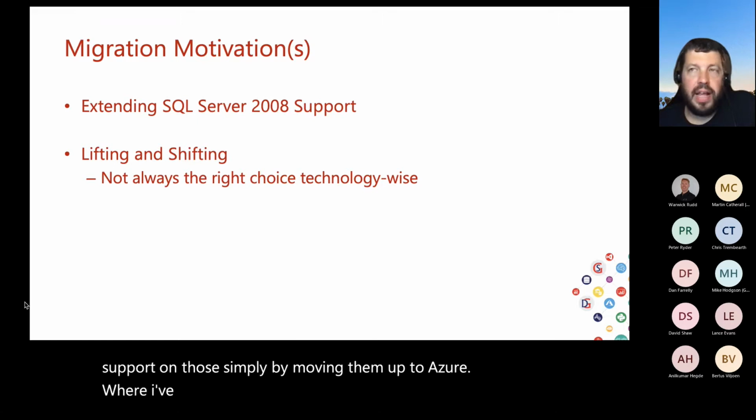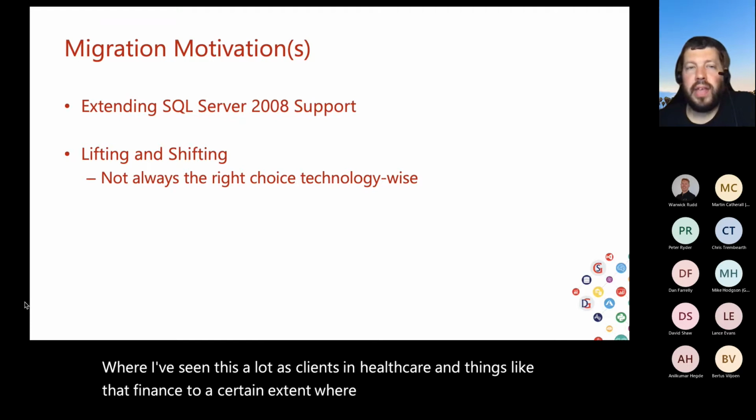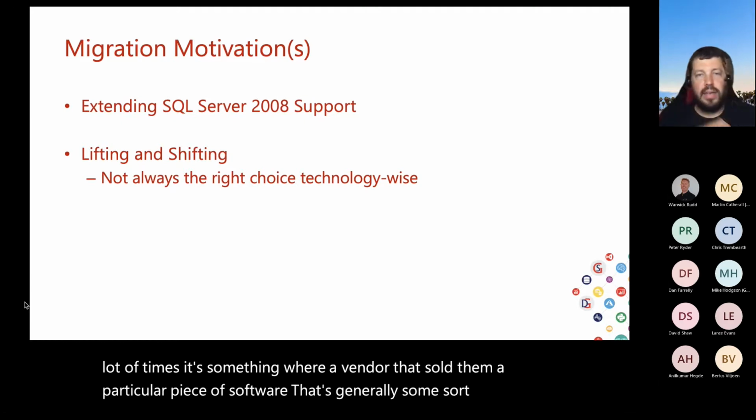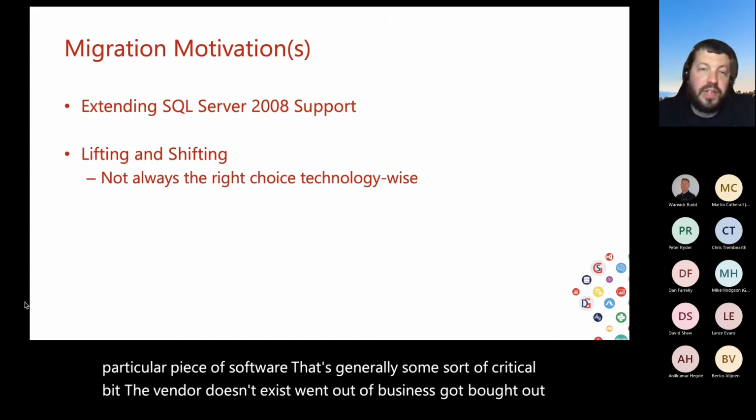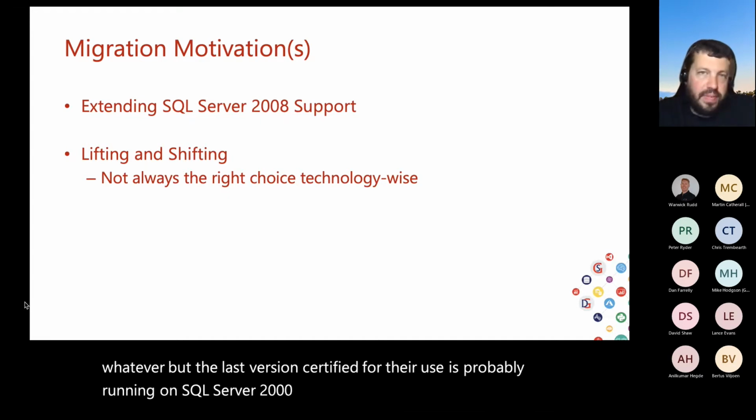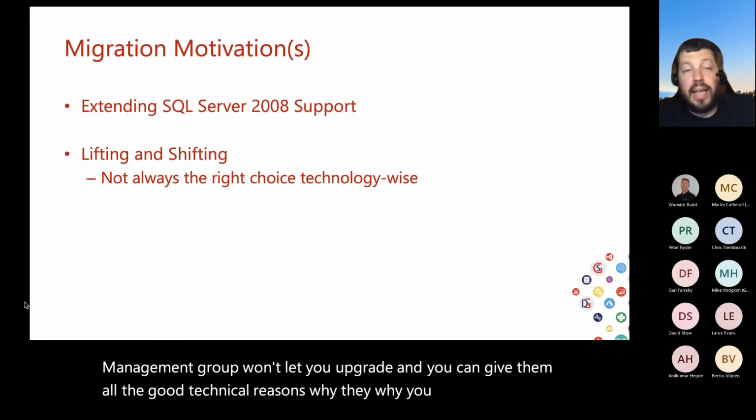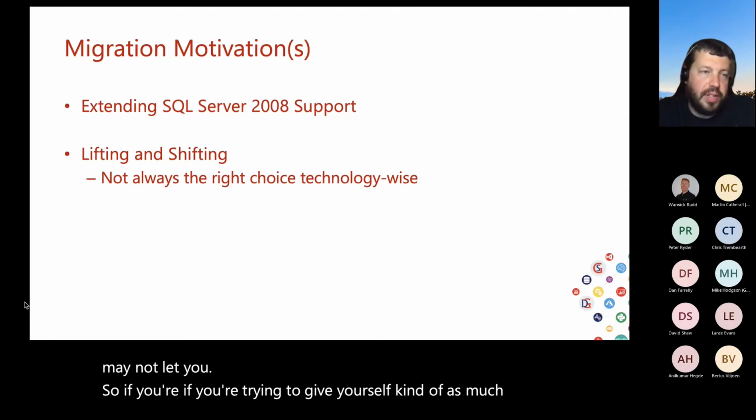Where I've seen this a lot is clients in healthcare and things like that, finance to a certain extent, where they're very risk averse. And a lot of times it's something where a vendor sold them a particular piece of software that's generally some sort of critical bit. The vendor doesn't exist, went out of business, got bought out, whatever. But the last version certified for their use is probably running on SQL Server 2008, and your risk management group won't let you upgrade. And you can give them all the good technical reasons why you should, but they may not let you.